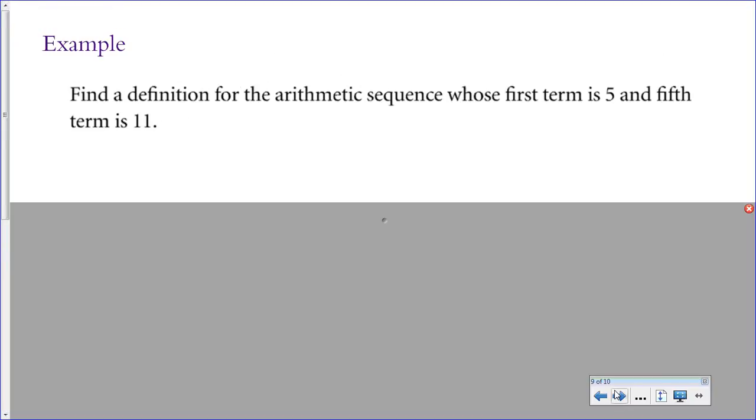Okay, a couple more examples here. Find the definition for the arithmetic sequence whose first term is 5 and fifth term is 11. Now this is interesting because it gives us slightly different information. It doesn't give us the sequence listed out. It only gives us the first term, which is helpful to know because at least I can fill that into the formula. And it gives us the fifth term. It could give us the fifth term, the eighth term, like any other random term, instead of giving us the first, second, third, fourth, in a list. So it's going to give us the first term and one other random term.